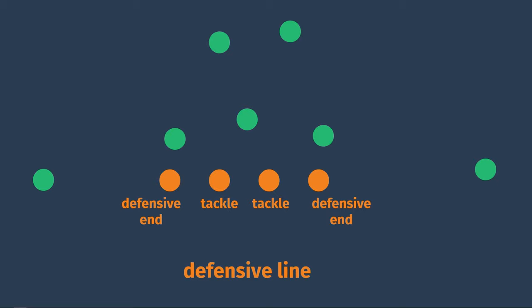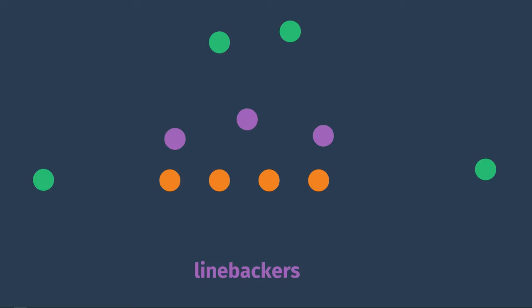The 3 in the 4-3 is for the three linebackers, who are these guys right behind the linemen. The one in the middle is the middle linebacker, and the other two are the outside linebackers. These guys are a balance between being big and being fast. They're probably going to be the strongest guys on the field for the defense.